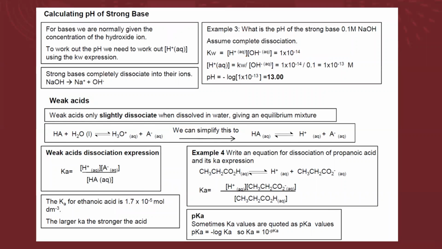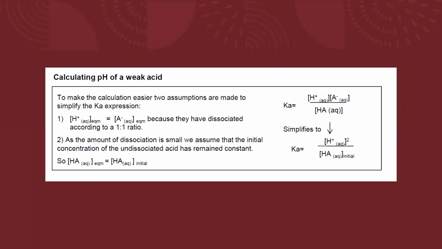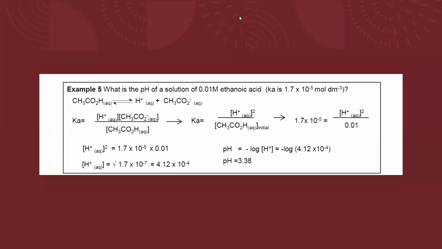So if you want to calculate the pH of a weak acid, what is our assumption here? We assume that the hydrogen ion and the other ion concentrations are in the ratio 1:1, and that the initial concentration of the acid and the equilibrium concentration are equal. We neglect the very small dissociation; negligible dissociation is there. So you can see in this question, we have to calculate the pH of a solution of 0.01 molar ethanoic acid with a Ka of 1.7 exponent minus 5.